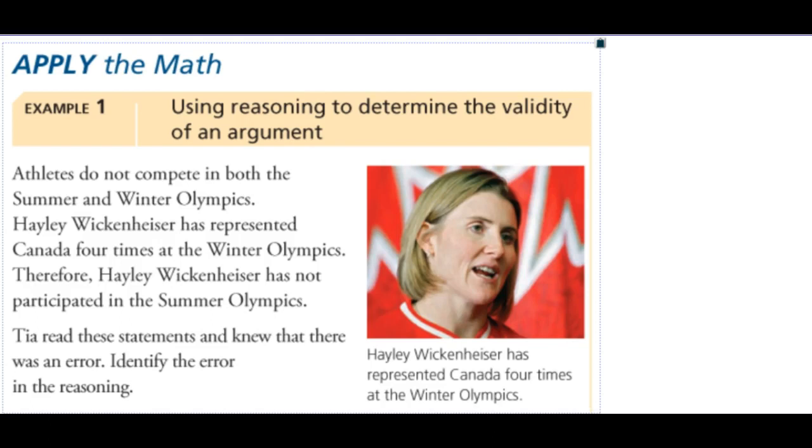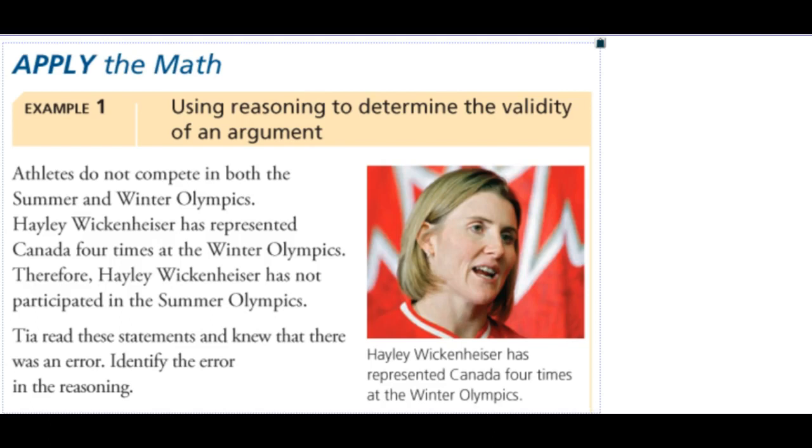Does anybody know who Haley Wickenheiser is? She's the women's best hockey player in the world. She played for the Winter Olympics, but she is also a phenomenal softball player, and she played for the women's softball team in the Summer Olympics too.